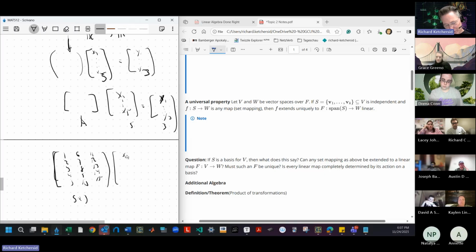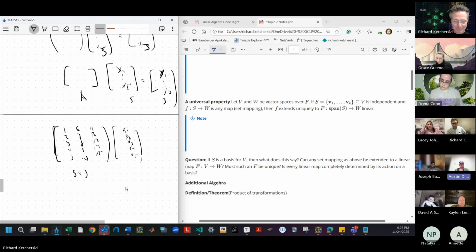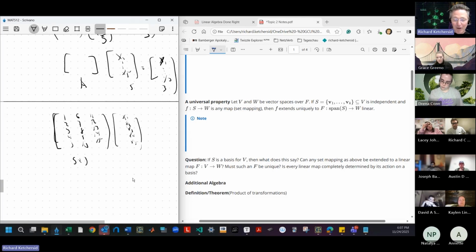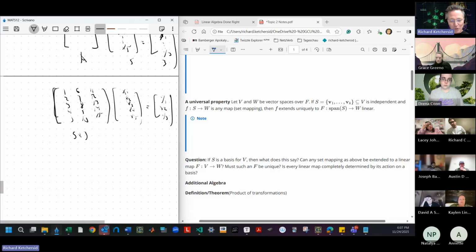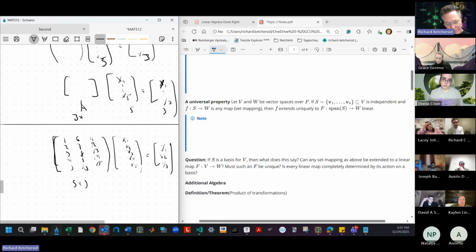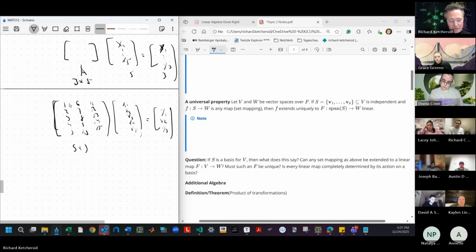And I'm going to multiply it by x1 through x5. Does that work? Don't we need to have 5 columns? We need 5 columns. And how many rows if I'm supposed to get something out here with 3? 3. We'll just swap them. So we need a 3 by 5 matrix there.